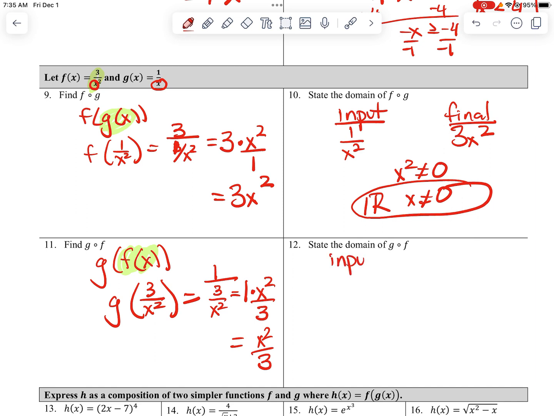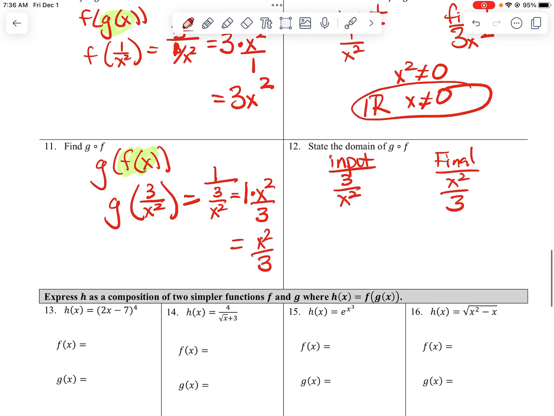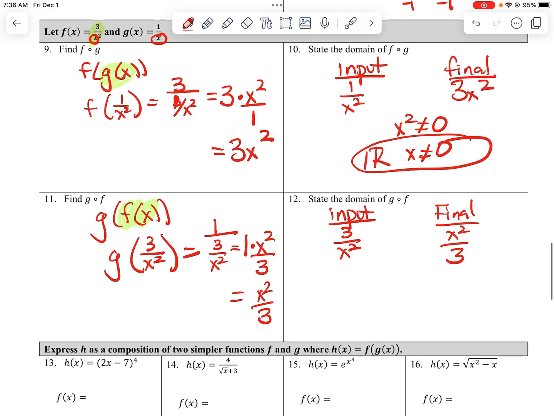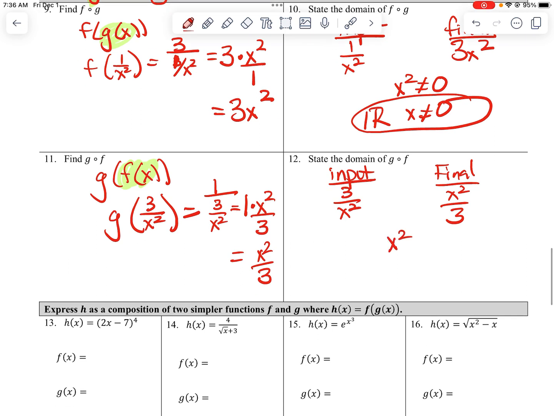All right, well, let's check our input for domain restrictions. 3 over x squared. Our final is x squared over 3, no domain restrictions. But once again, our denominator cannot equal 0. So x squared cannot equal 0. So x can't be 0. So it's all real numbers except x cannot be 0.